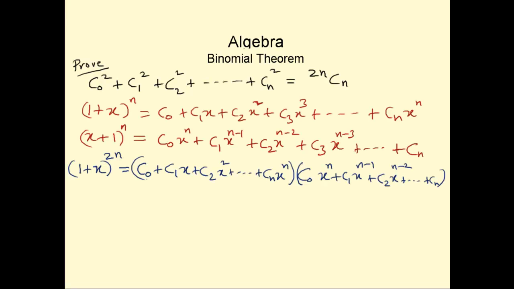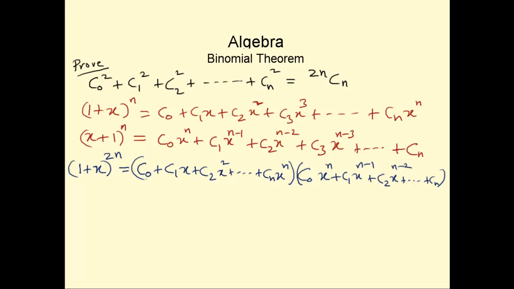So here (1 plus x) to the n is expanded in this way, and (x plus 1) to the n is expanded this way. And once you multiply both equations, this and this, you get (1 plus x) to the 2n is equal to c0, which is the first one, plus c0 x to the n, so on, which is the second term.